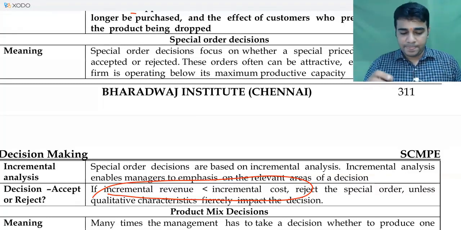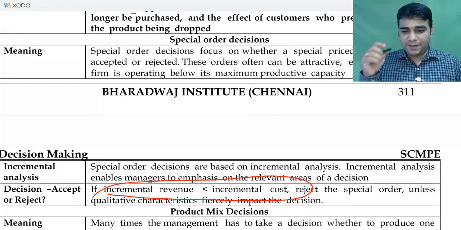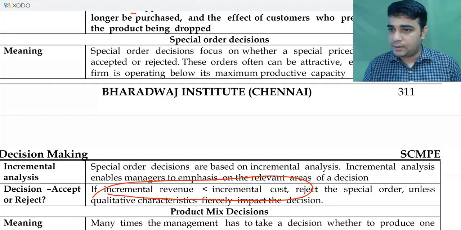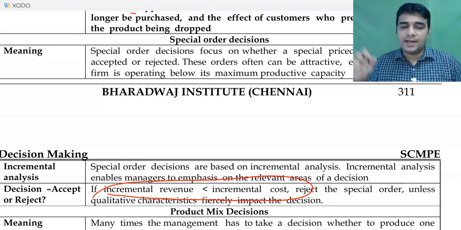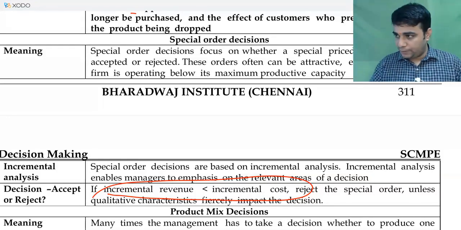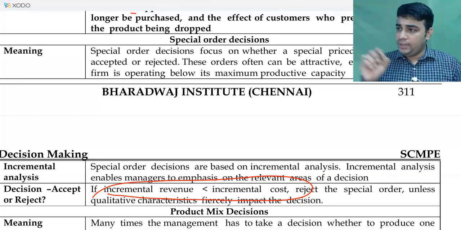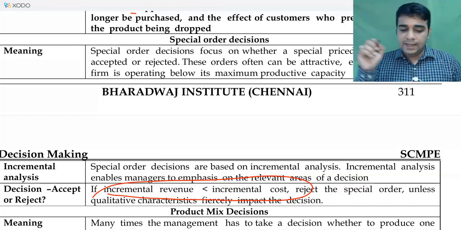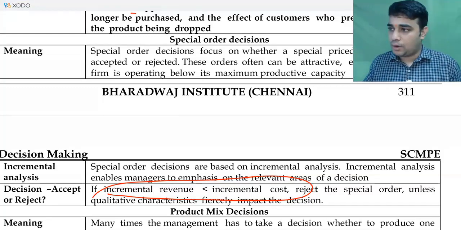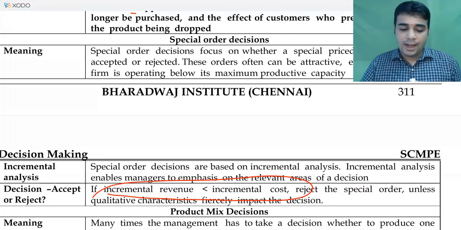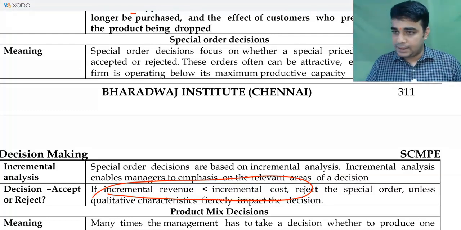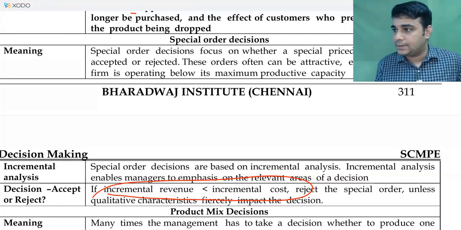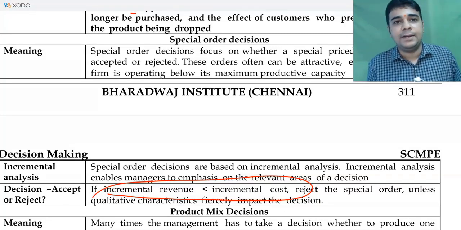Then on the decision side, if it asks a direct theory question, you have to write 3 points. Incremental revenue less than incremental cost, reject the special order unless qualitative factors fiercely impact the decision. You may have to write 2 more points. Incremental revenue equal to incremental cost, decide on the basis of qualitative factors. Incremental revenue greater than incremental cost, accept the special order unless qualitative factors fiercely impact the decision. All the 3 are the same points, but I saw a solution where they ended up writing all 3 points rather than just mentioning it as 1 point.